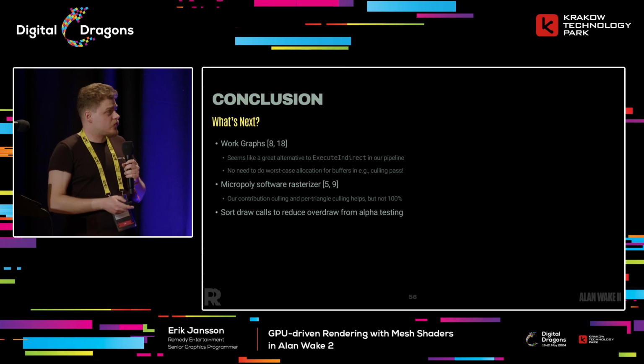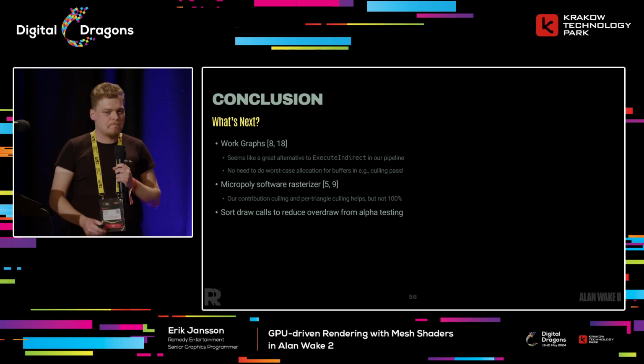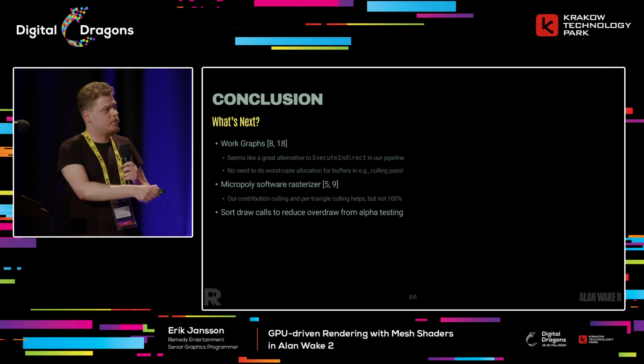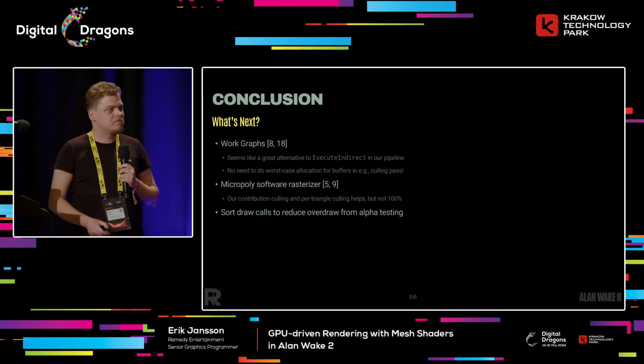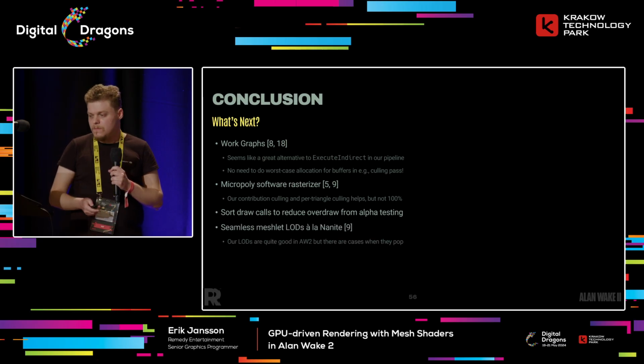Something else which we did try in Alan Wake, but I think we didn't fully test this because I do think this would be a big win, is to sort the draw calls to reduce overdraw from alpha testing. This is very expensive, by the way. All kinds of alpha testing is super expensive due to overdraw. So anything you can do to help with that, I'd recommend you try it, especially if you have a lot of vegetation like we do.